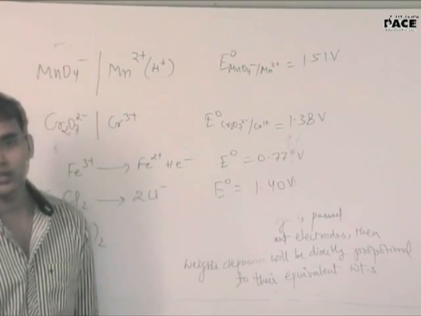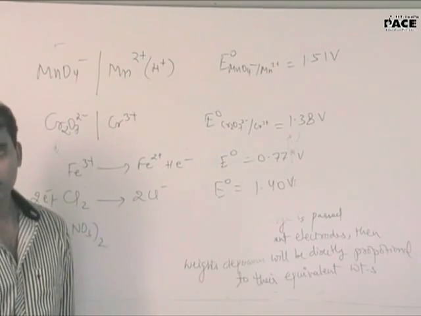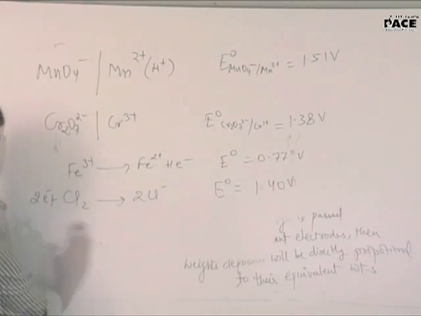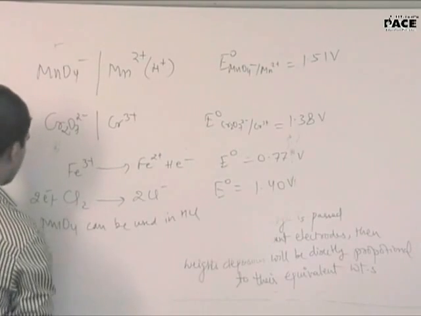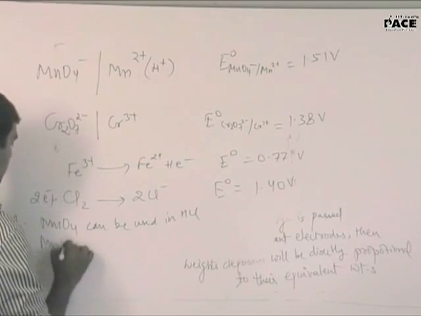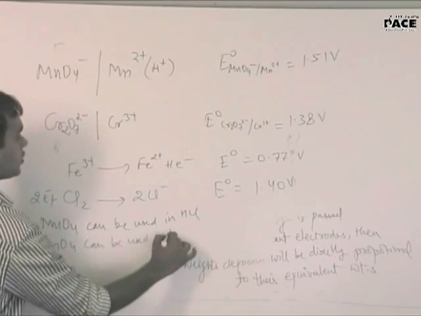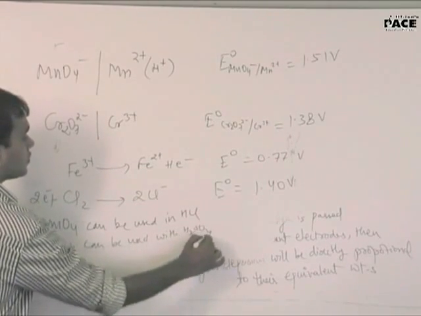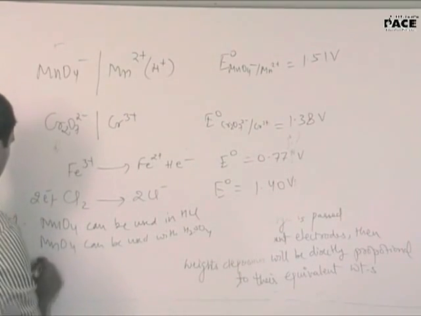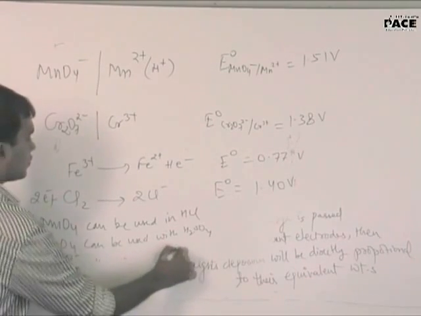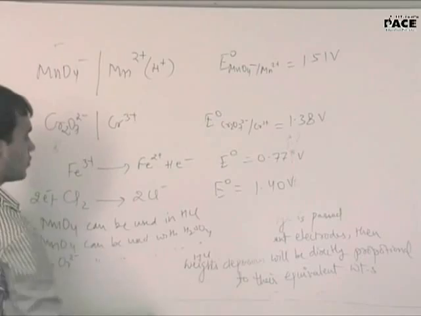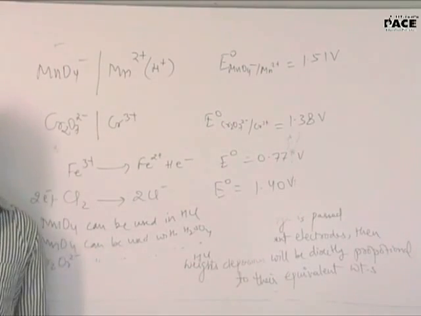Come again. What is the question? So there are four options. One is MnO4 can be used in HCl. MnO4 can be used with H2SO4. Cr2O7 can be used in HCl and H2SO4. Same, like two options. So now pick the incorrect one.